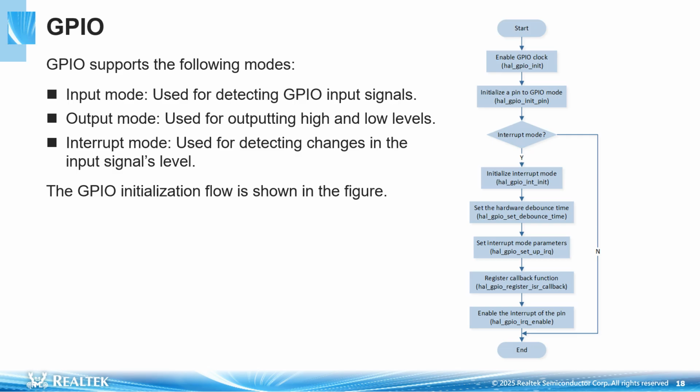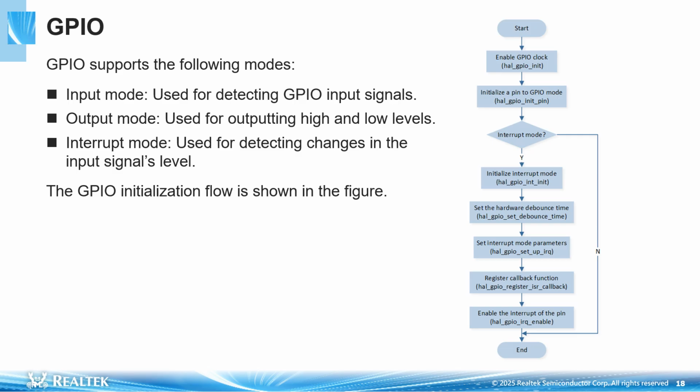The initialization process of GPIO is shown in the figure. First, call the function HAL_GPIO_Init to enable the clock signal of GPIO, then call the function HAL_GPIO_Init_Pin to initialize the specified pin as GPIO function.